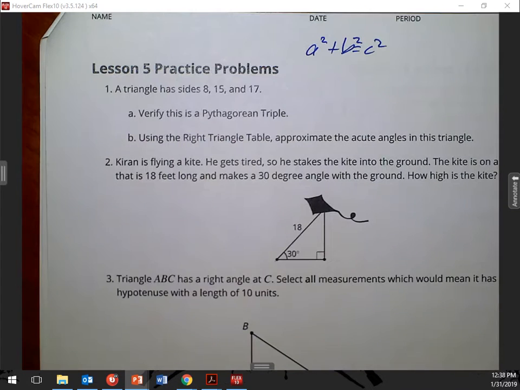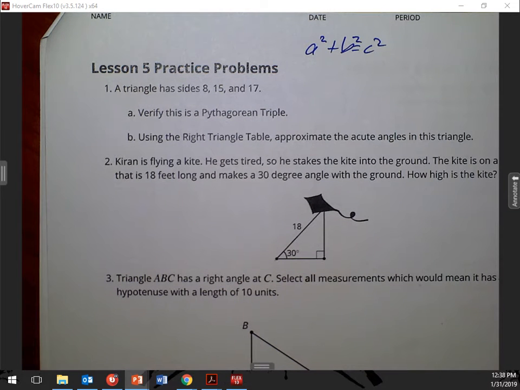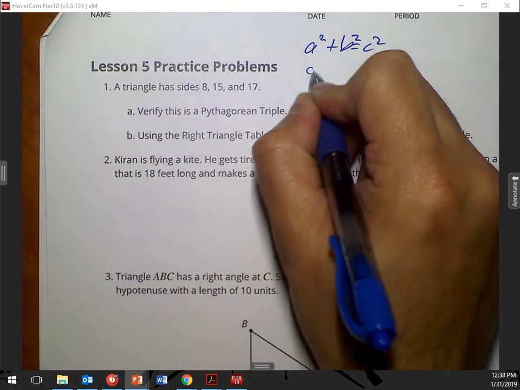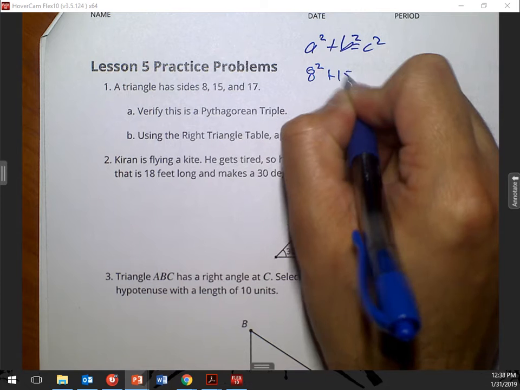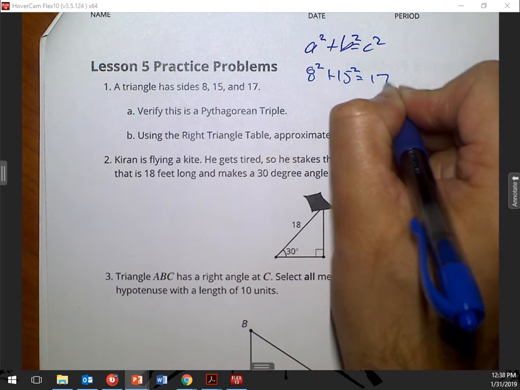Okay, so for it to be a Pythagorean triple, a squared plus b squared equals c squared. That has to work. Which one's my biggest letter? C. It's always C. It always has to be C, because that's the hypotenuse, right? C is going to be the 17. So let's see if it works. Is 8 squared plus 15 squared equal to 17 squared?